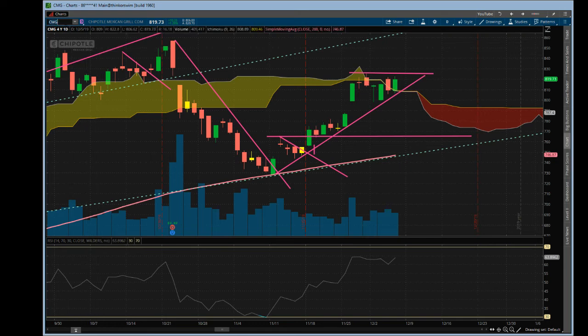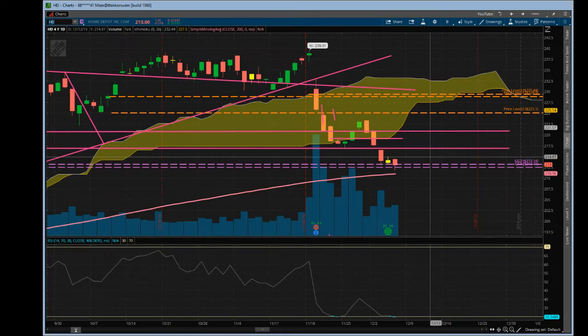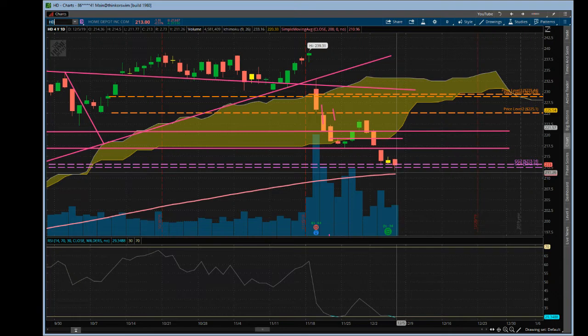Home Depot. Lower shadow day, inside down, failed to break down over two major prior gap and level pivots right here. So it's found a little bit of support, 200-day moving average. So I'm not saying it's a long, but it seems to be defended here a little bit.